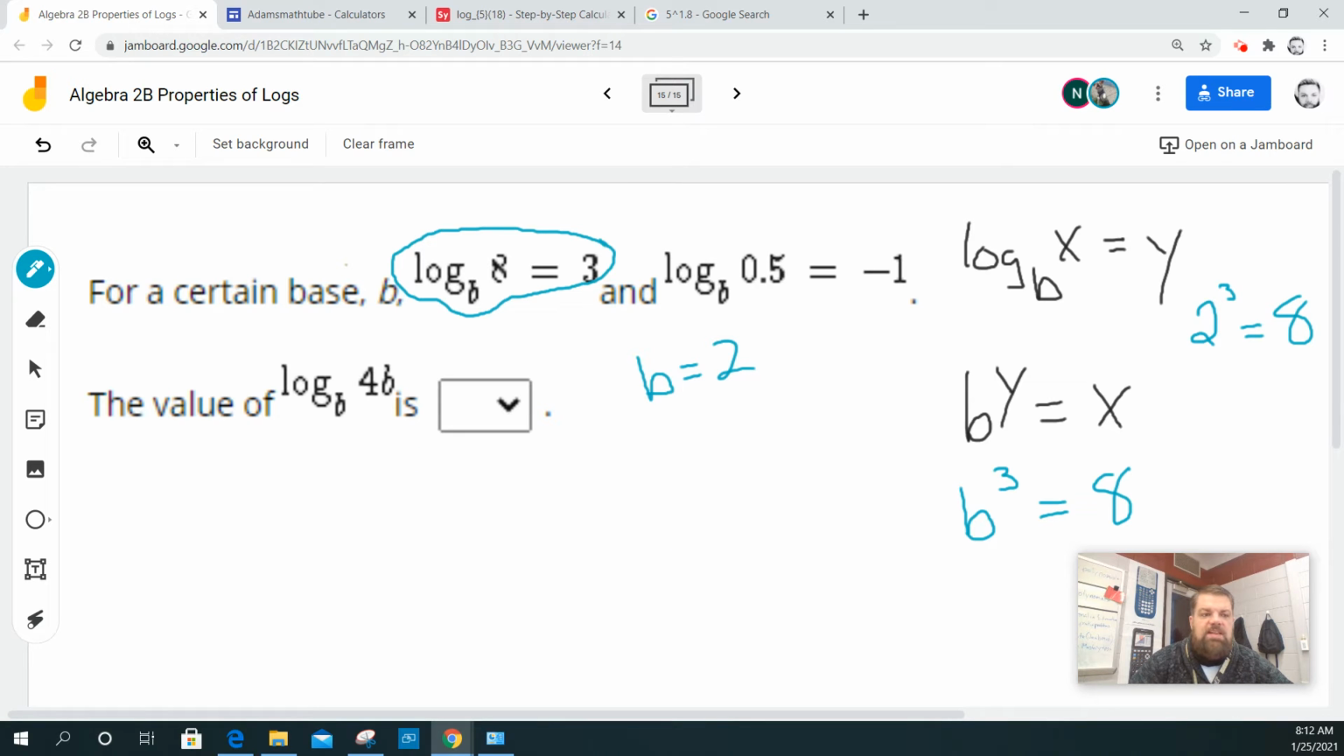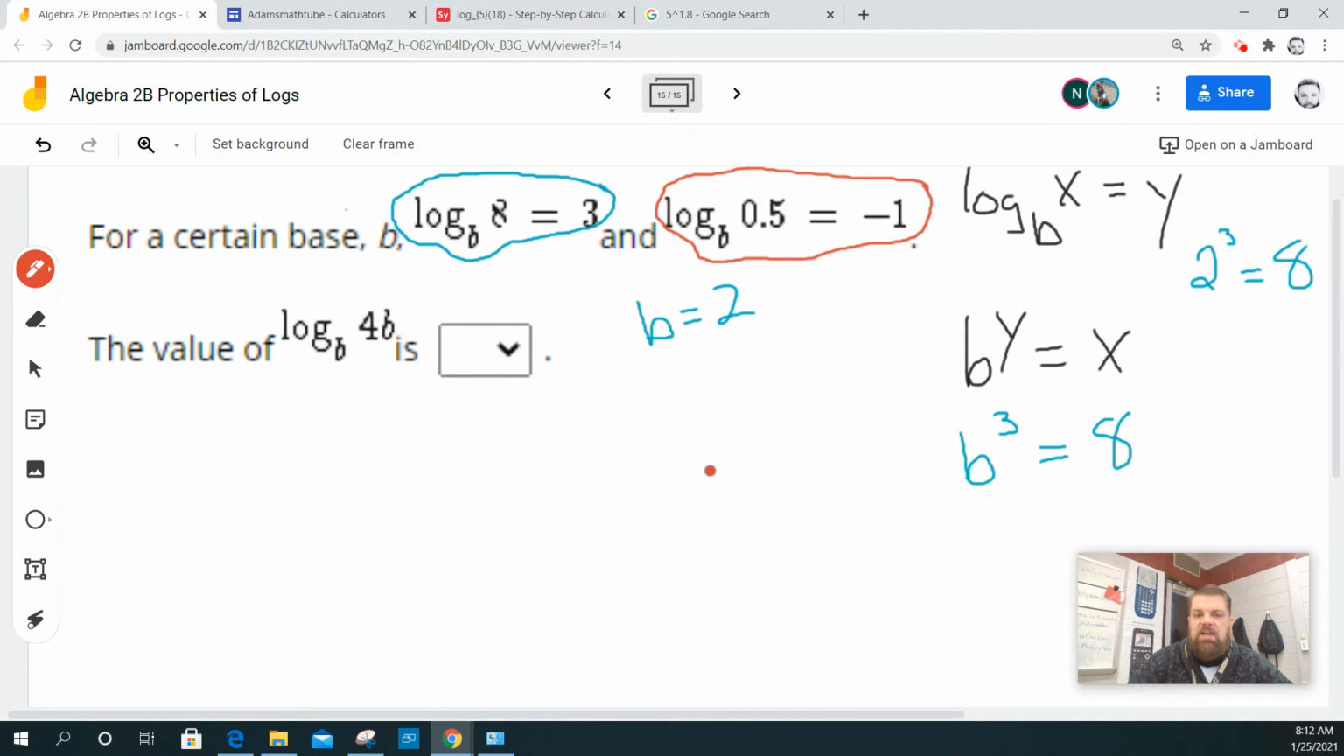Now I can verify that by trying the same setup with the second log. So in this particular case, b raised to the negative 1 is equal to 0.5. Well, 2 raised to the negative 1 is the same as 1 over 2 to the first power. So yeah, definitely, in both cases, b is equal to 2.